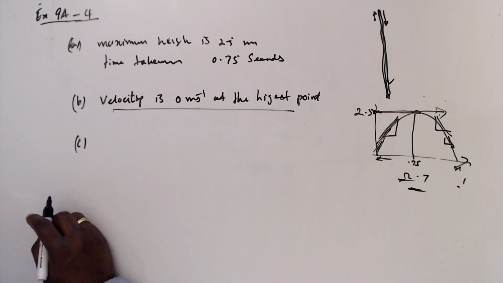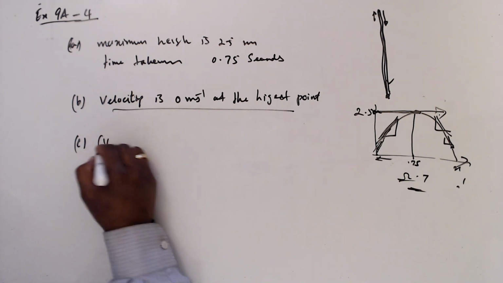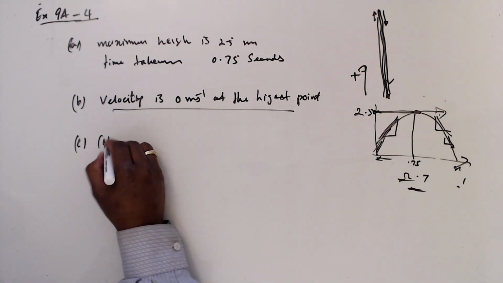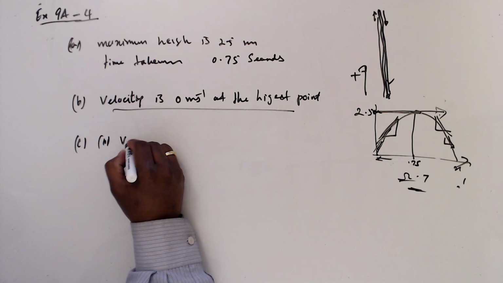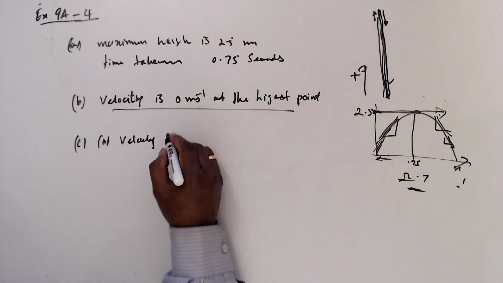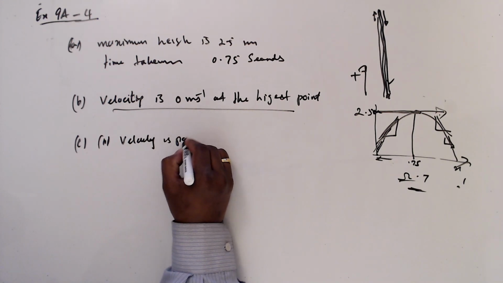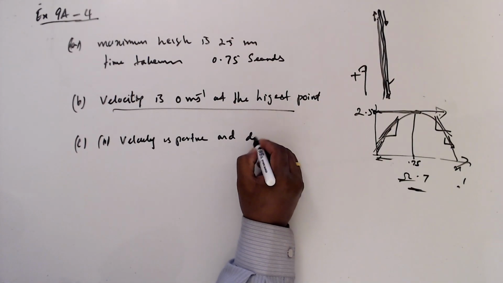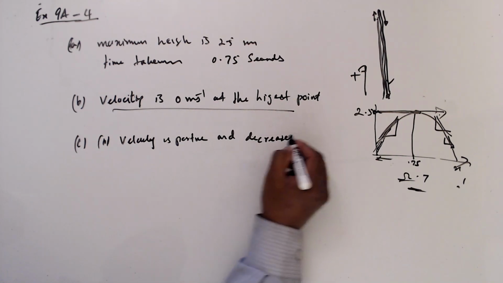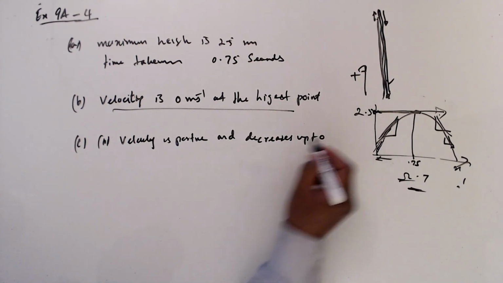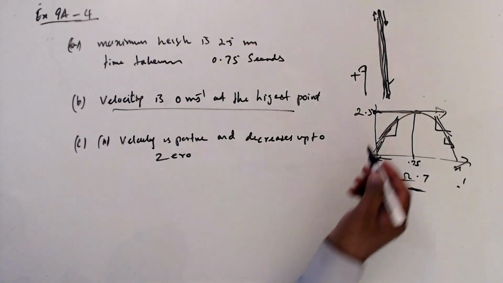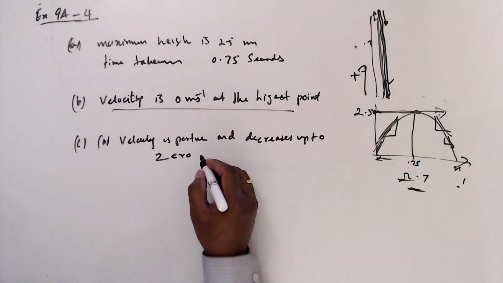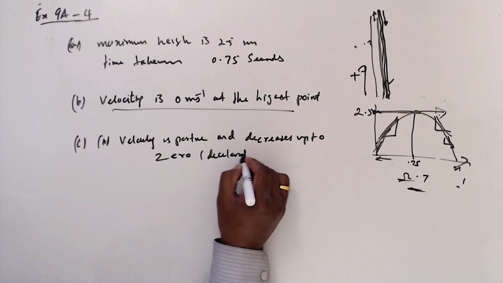And part C, describe the motion of the ball from upward. So we take this as positive. Velocity is positive, and it decreases up to 0. At the starting point there is a velocity and it becomes 0 due to what? Because there is a deceleration.